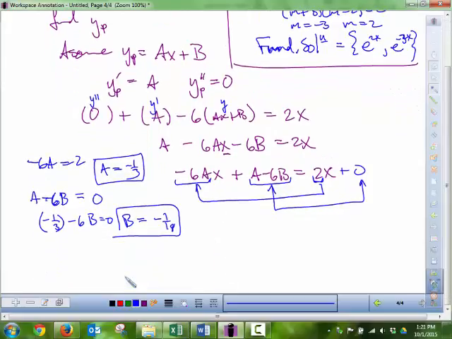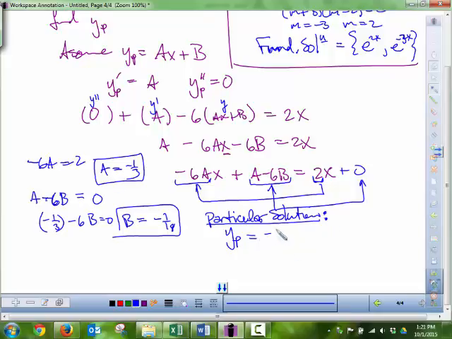We found a particular solution. Our particular solution, yp, is negative 1/3 times x minus 1/18. Okay? So if this problem was just asking for the particular solution, that's my answer. I'm done.